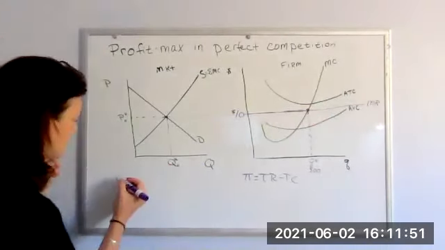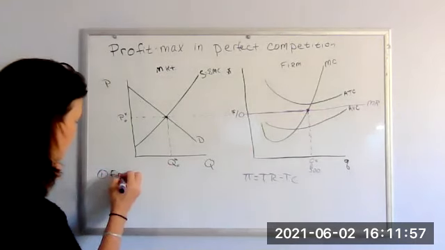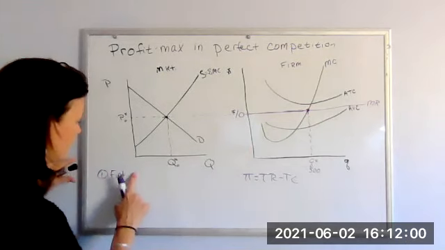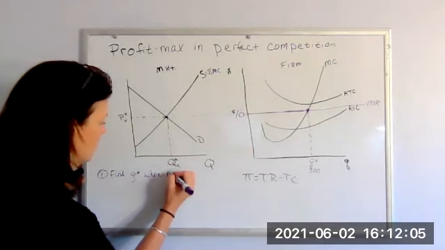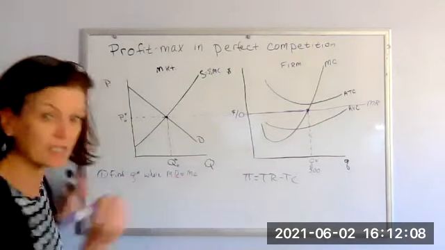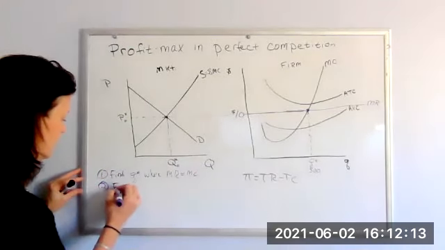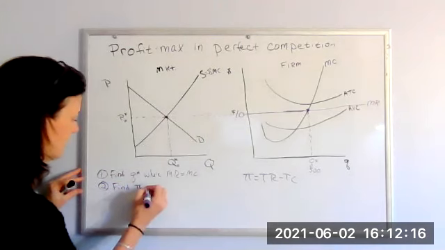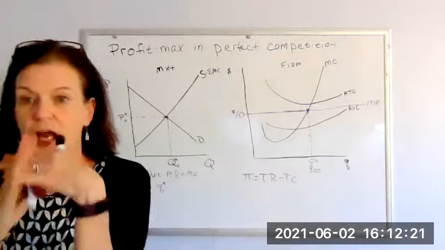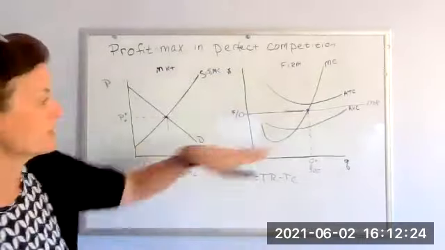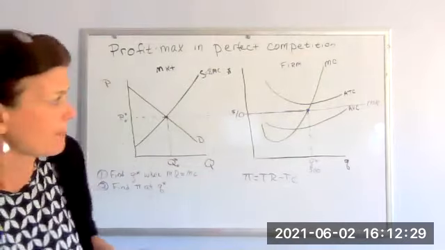So step one, find Q star where marginal revenue equals marginal cost. That's going to be the first thing you do. Then find profit at Q star. So you say, if I'm going to produce, I can't do any better than producing here. So this is my profit maximizing level of output. Then the next question is, how much profit am I making there?